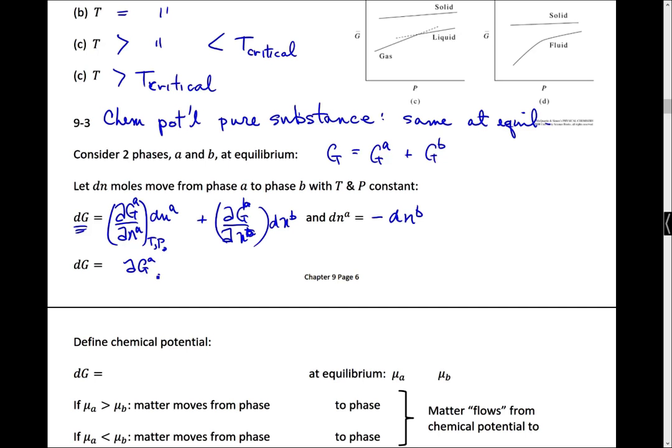dG_A/dN_A at constant T and P, plus dG_B/dN_B at constant T and P. I want to multiply this whole thing by dNA, which means I need to put a negative sign here. Okay?